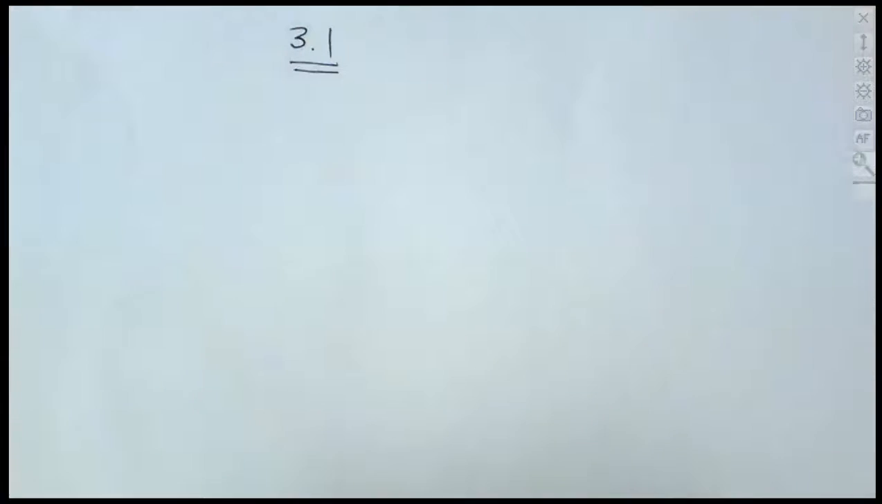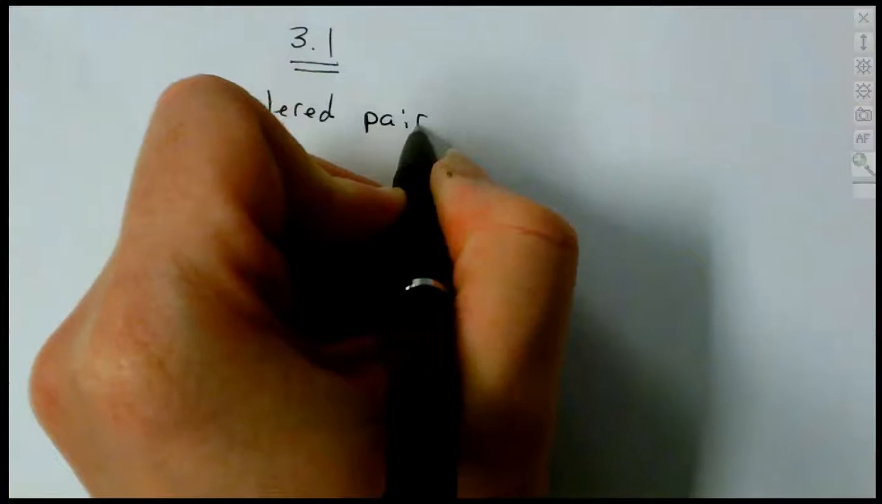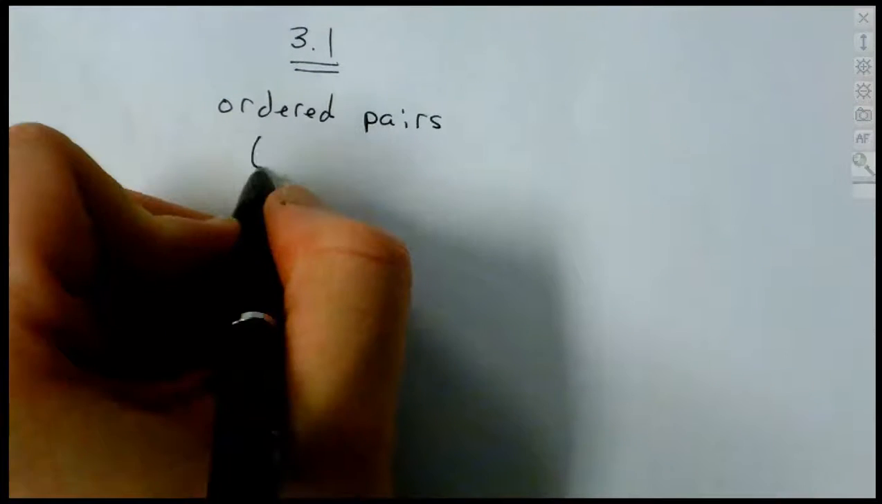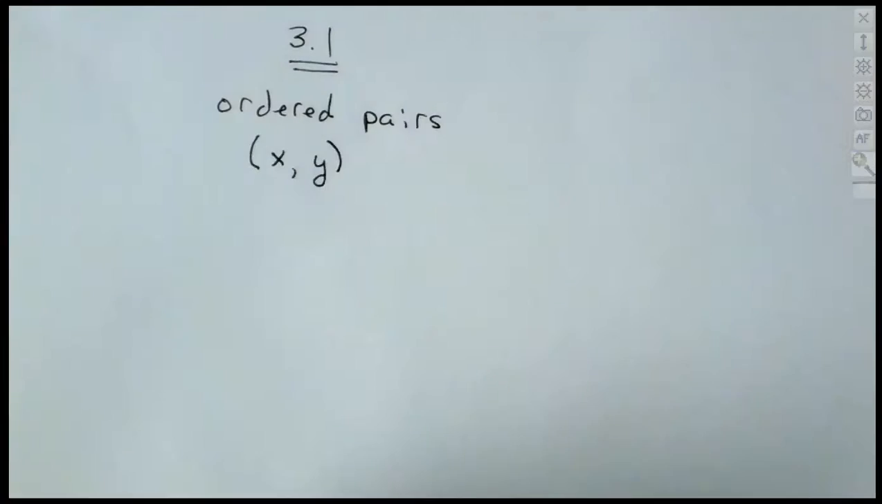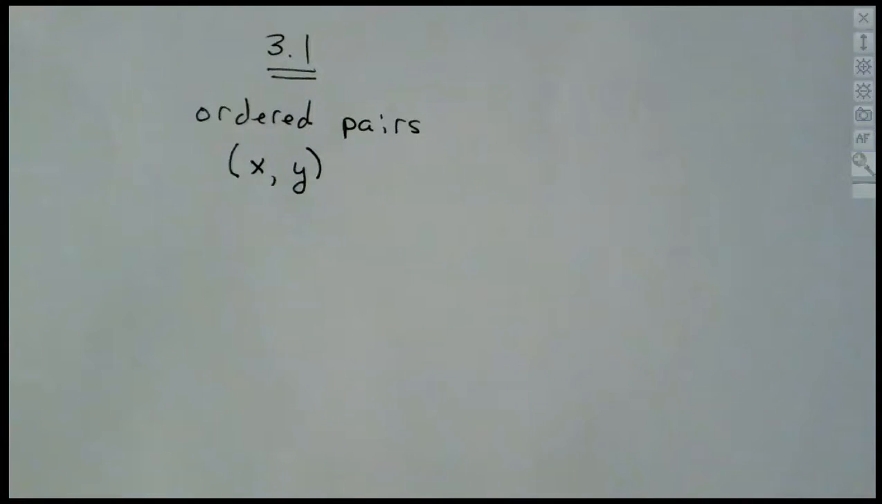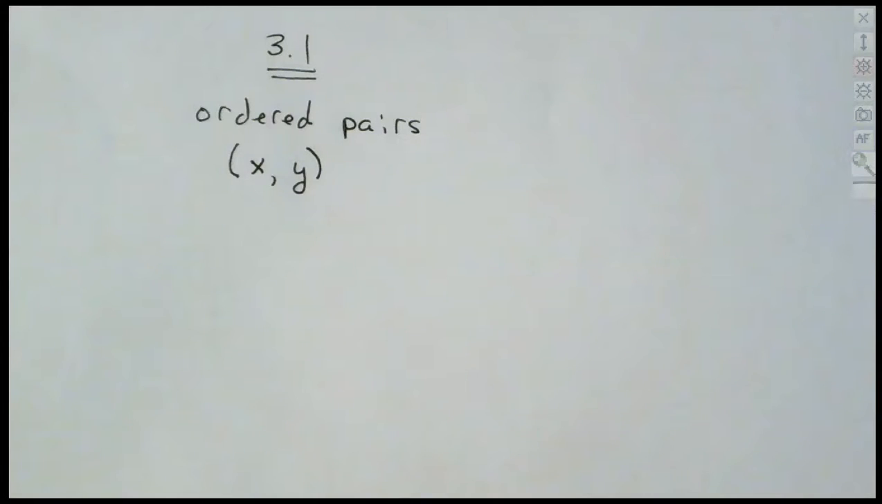So again, we're in 3.1, and we're going to begin with a discussion of ordered pairs. In ordered pairs, the x always goes first. So when we look at ordered pairs, the x is going to go first. So it's x comma y.